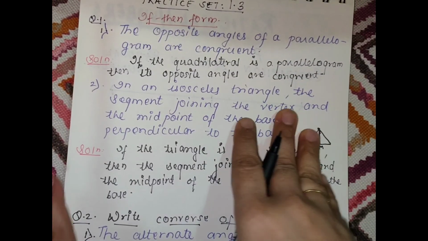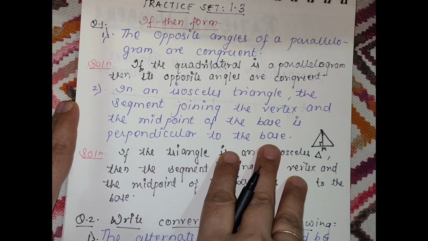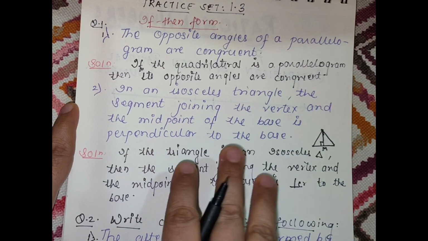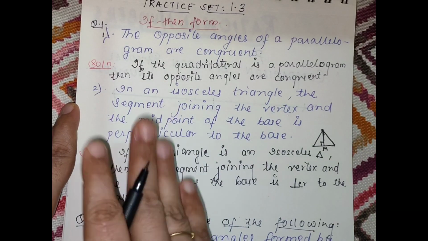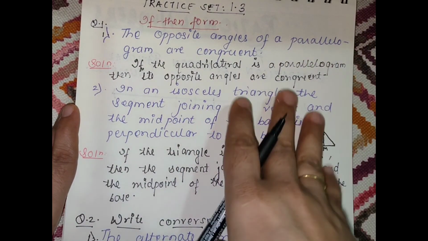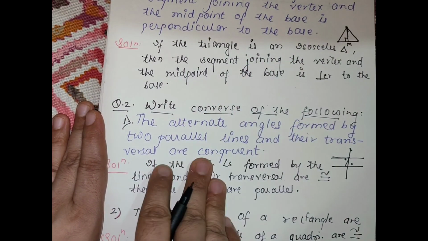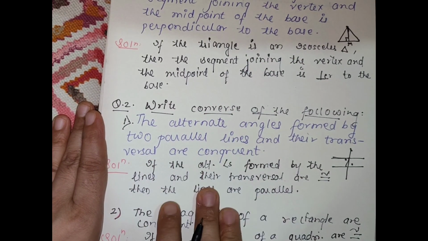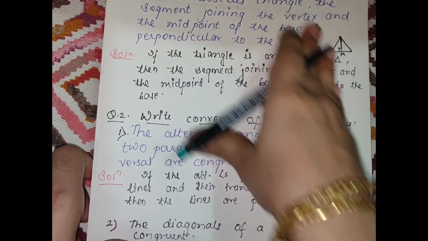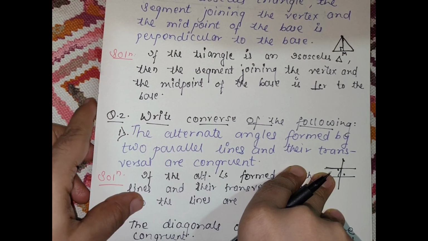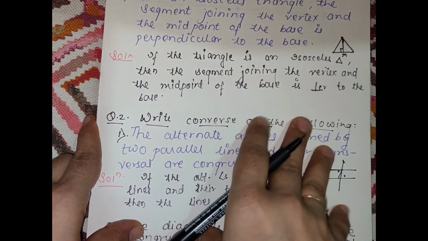So students, this is all about practice set 1.3. You have to write the conditional statement, the converse statement, the if part and the then part. The if part is the antecedent, and the then part is the consequent. And don't directly write the converse. First make it conditional, and then you interchange. That will become the converse. So the chapter is over. Just complete your work and go through the video, understand it.